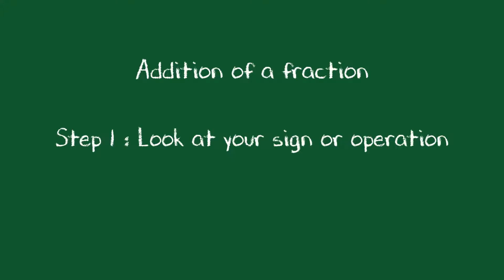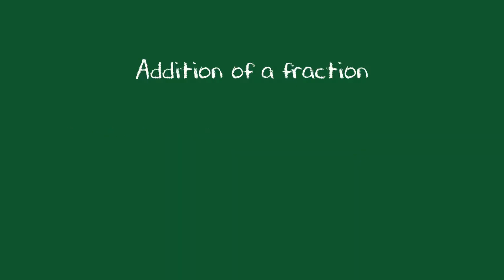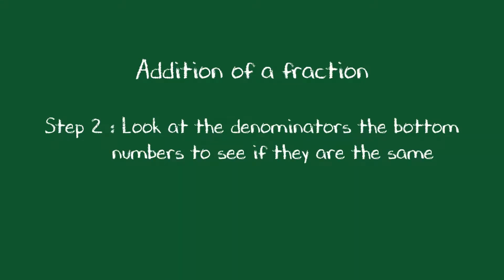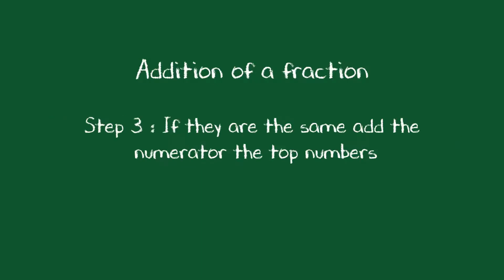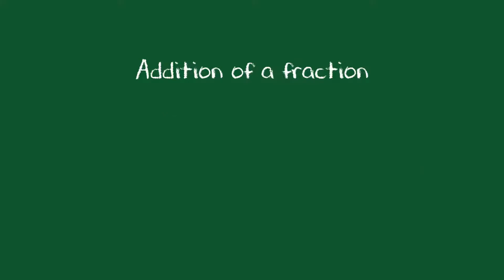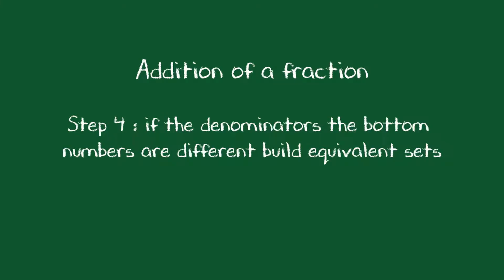Step 1, look at your sign or operation. Step 2, look at the denominators, the bottom numbers, to see if they are the same. Step 3, if they are the same, add the numerators, the top numbers. And step 4, if the denominators, the bottom numbers, are different, build equivalent sets.